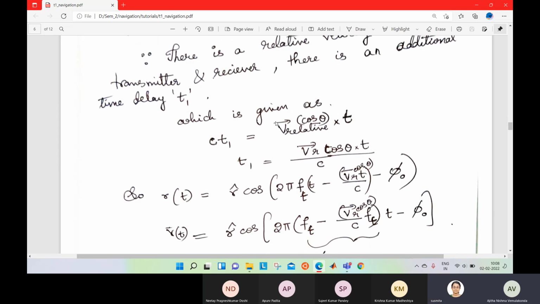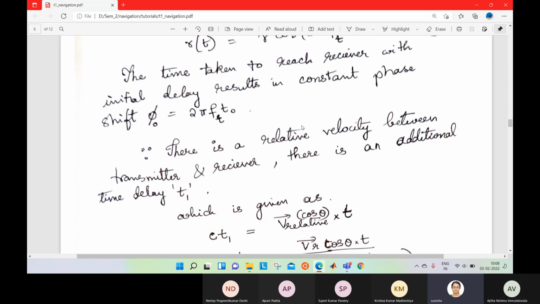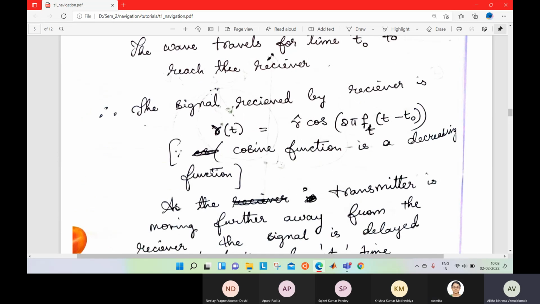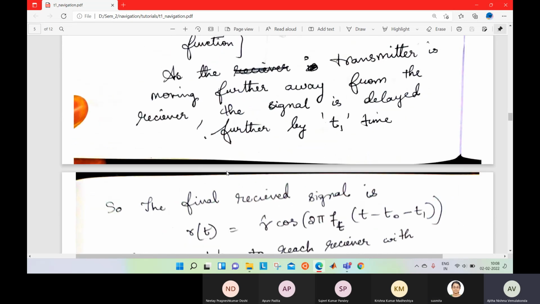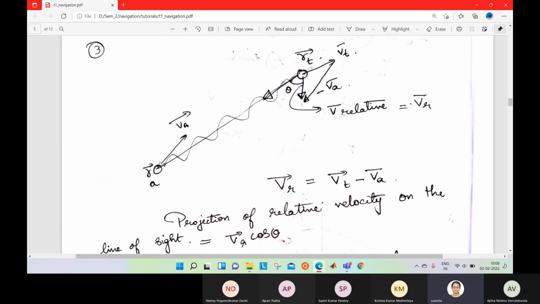see, t1 is because of the relative velocity between those two. So c t1, the distance traveled, is equal to relative velocity times t, cos. One minute. Go up. Okay, what is t naught? Go up. t naught is the time taken by the signal to go to the receiver, but t1 is the delay time due to the relative velocity between those two. But when there is relative motion, the distance is changing, right? So you can't say t naught is constant.